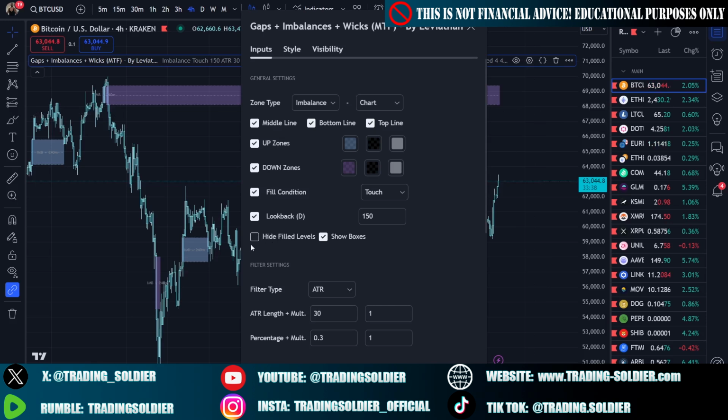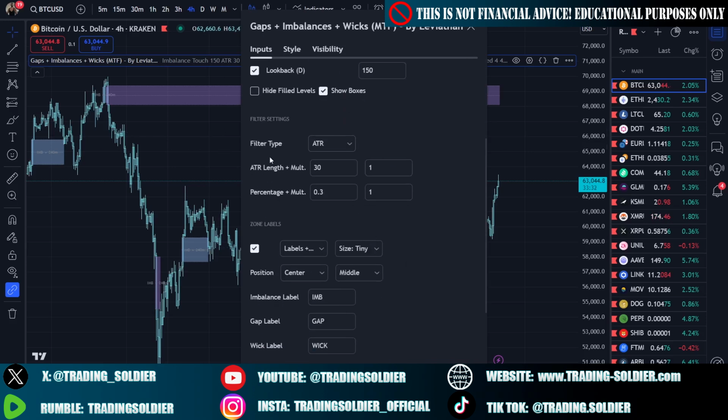disabled, because I want to explain to you how you can apply this indicator to your trading strategy. Also, the filter type will be the ATR. Okay, leave these settings at their defaults.